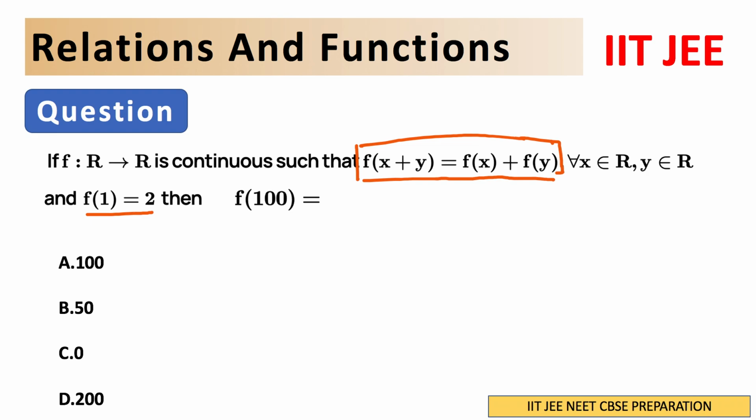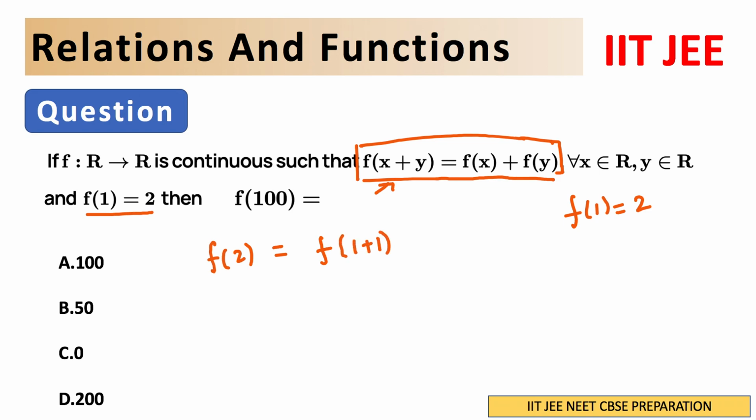First of all, in the question they have given that f(1) is equal to 2. So let us try to write a few more terms. Let us say f(2). Let's calculate that. We have f(x + y), so we have to express f(2) in this form. I can write f(2) as f(1 + 1).